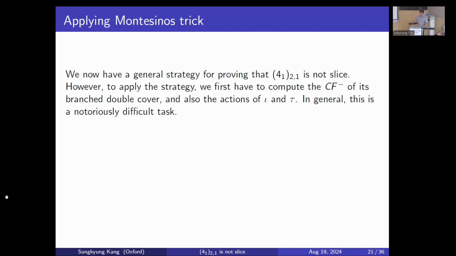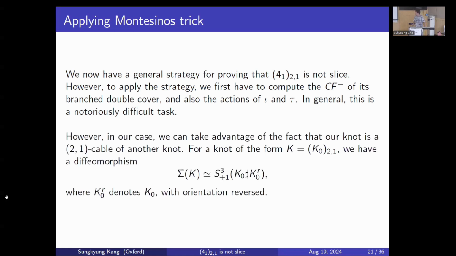But this is just an abstract framework. It's built on the assumption that we can actually compute every chain complex and every action and every map, which is actually very non-trivial. In general, if your knot is just a random knot, then it'll be outright impossible. But in our case, we can take advantage of the fact that your knot is so special. Our knot is a 2-1 cable of some knot. Some knot is figure eight.